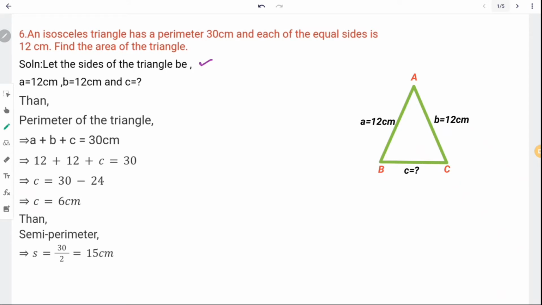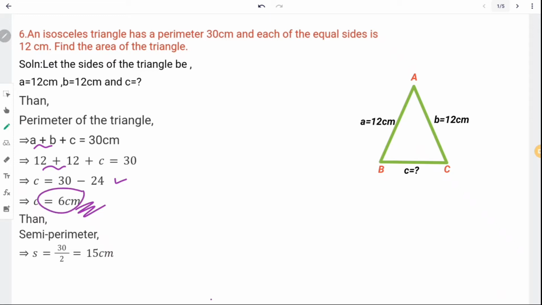So let the sides of the triangle be A 12, B 12 and C. We're going to find it first. How do we find it? We'll get it from the perimeter, because perimeter means simply the boundary. So A plus B plus C, the boundary, equals how much? 30 centimeter. And now from here we know A and B are 12 and 12. So 12 plus 12 is 24. If it goes to the other side, it becomes minus 24. And then 30 minus 24, we get 6 centimeters. So now we know all three sides: 12, 12 and 6.